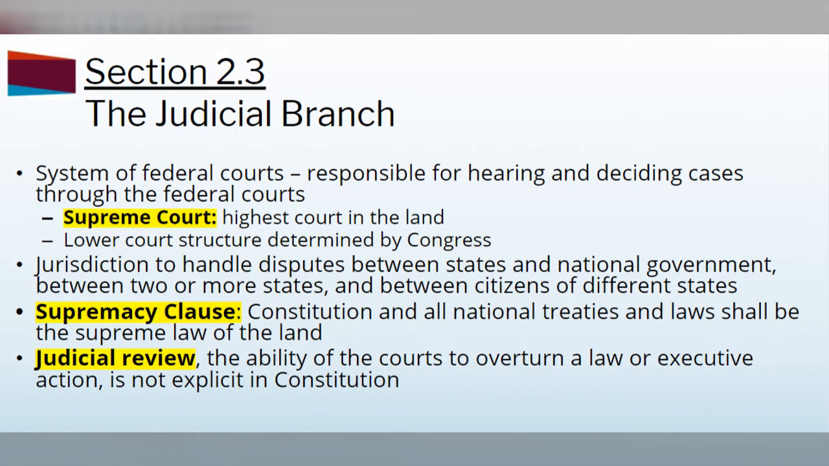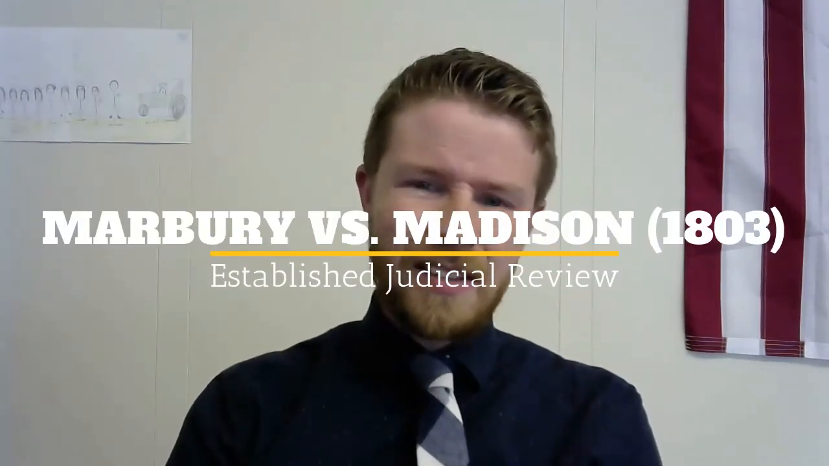Now, federal courts have jurisdiction to handle disputes between the states and the national government, between two or more states, and between citizens of different states. Interestingly enough, the Constitution actually doesn't specifically say that the Supreme Court and federal courts can strike down federal laws as unconstitutional. It wasn't until years later in a Supreme Court case called Marbury versus Madison that the power of judicial review was officially established as a power of the Supreme Court. By the way, Marbury versus Madison is one of your required Supreme Court cases. And the details of that case are kind of complicated, and I'll have you look at that later.